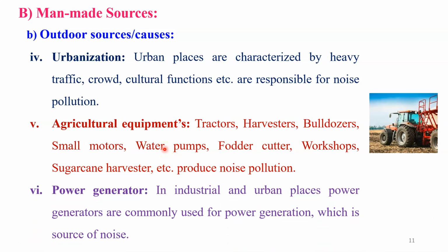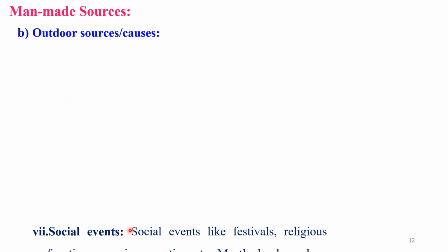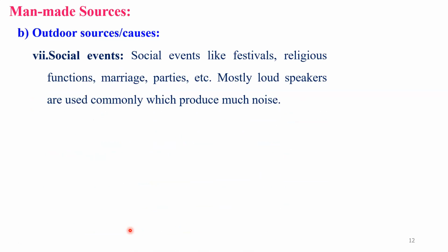Dear student, then we have another important source, that is the power generator. Yes, in industrial and urban places, power generators are very commonly used for power generation. When we use this power generator, it produces noise, and that noise is responsible for noise pollution. Then we have the next very important source of noise pollution, that is social events.